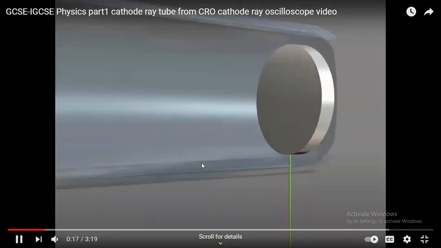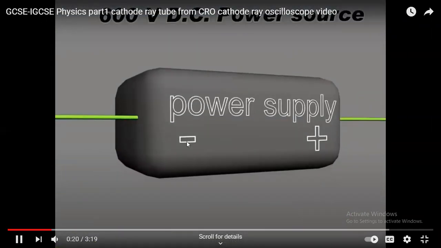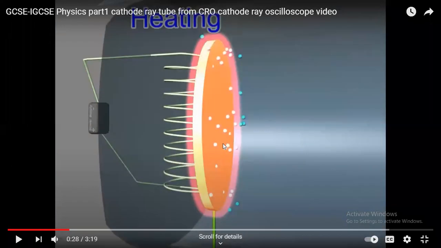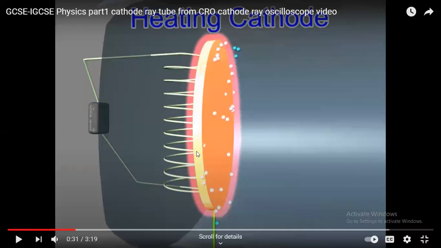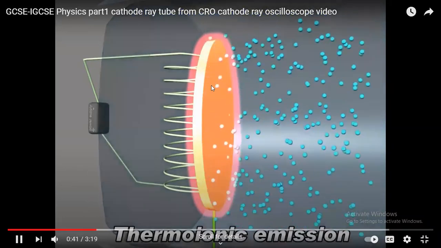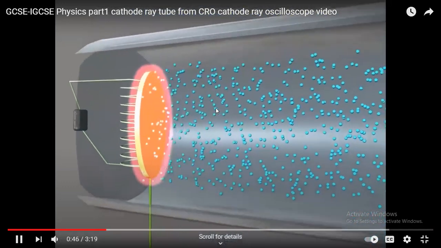You do not see much of the anode, but let me show you. That is the anode. It is connected to the positive and the cathode to the negative. In between them there is a high voltage. The use of that high voltage is to accelerate the electrons being produced. So the electrons are produced from the cathode, after it is heated by the filament, and they are accelerated towards the anode by a high voltage.